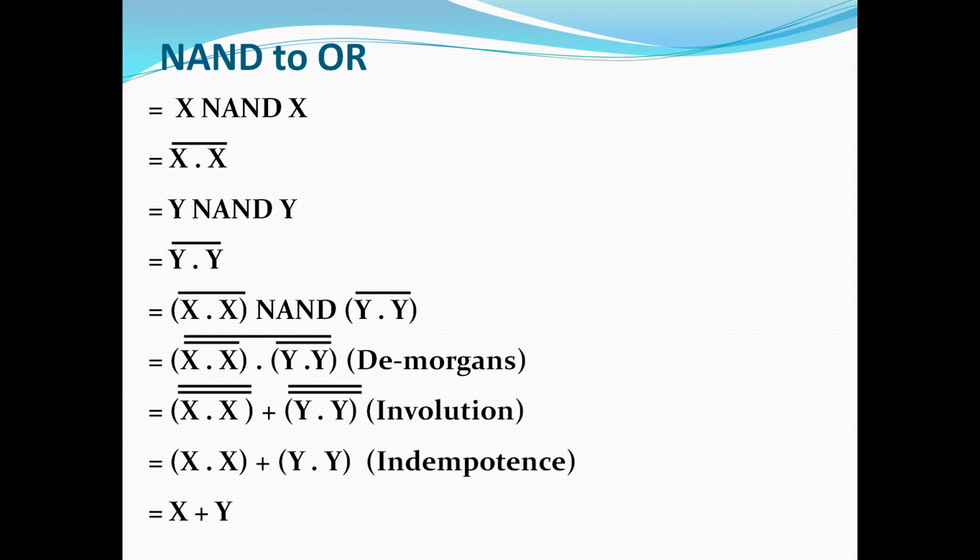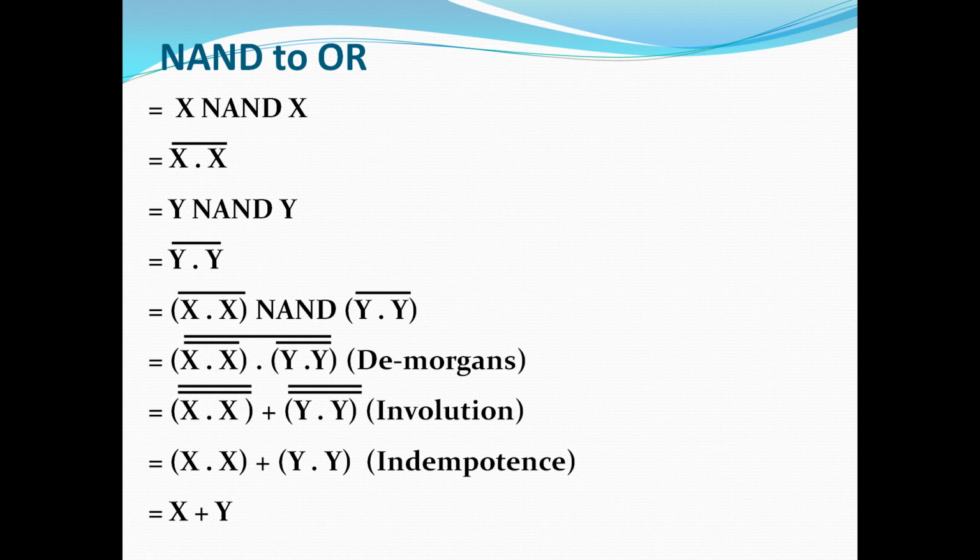Then apply the idempotence law. Idempotence law states that x dot x equals x, y dot y equals y, x plus x equals x, y plus y equals y. So like that, it is possible to remove the duplicates. If you want to remove the duplicates, better to apply the idempotence law. Here x dot x can be written as x, and y dot y can be written as y. So the output will be x plus y. See, the output is equal to the OR operation: x plus y.